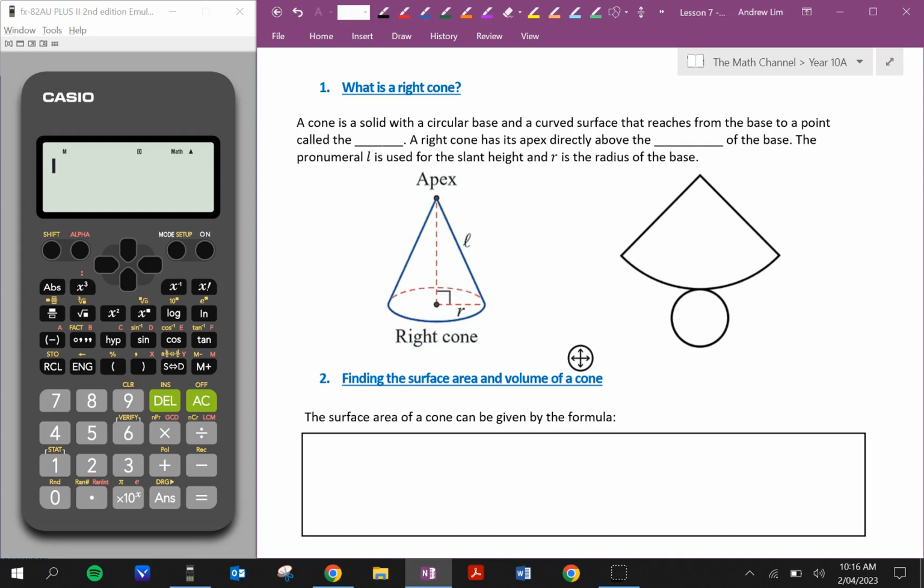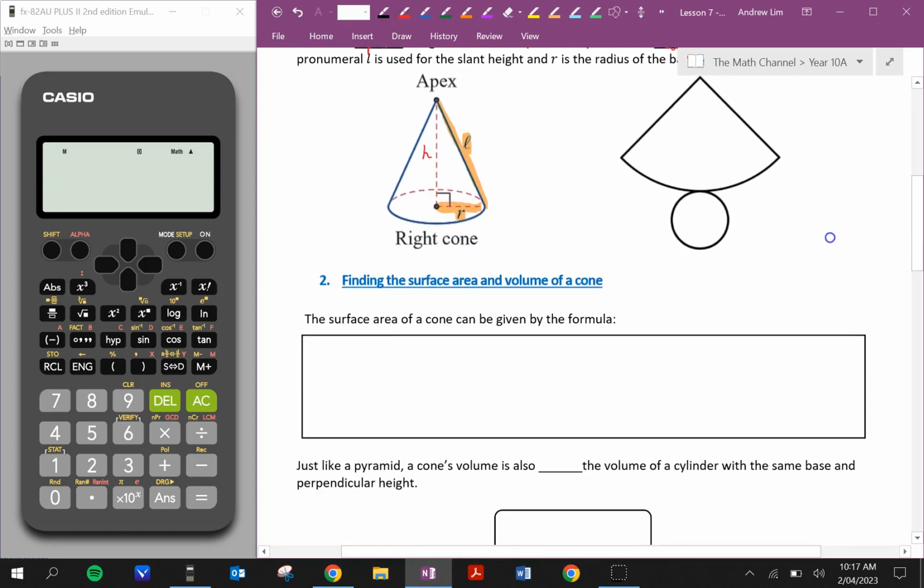Now, a cone is a solid with a circular base and a curved surface that reaches from the base to a point called the apex. A right cone has its apex directly above the center of the base. The pronumeral L is used for the slant height, and R is the radius of the base. So here we've got the slant height, so we use the letter L. And here we've got the radius of the base, so we use the letter R. And we'll just use the letter H for the perpendicular height of the cone.